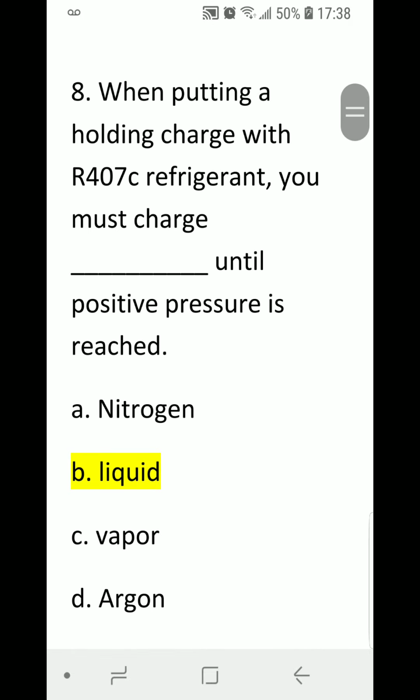Number 8. When putting a holding charge with R407C refrigerant, you must charge blank until positive pressure is reached. A. Nitrogen. B. Liquid. C. Vapor. Or D. Argon. Correct answer is B. Liquid.